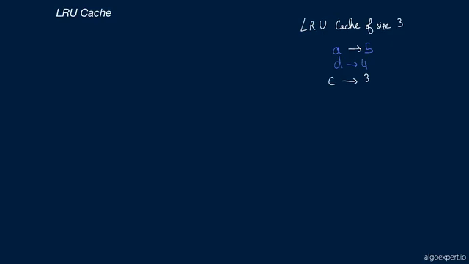Imagine we had our LRU cache from the very beginning, where we had A pointing to 1, B pointing to 2, and C pointing to 3. And these are added in this order. So A1 was the first one, B2 was the second, and C3 was the third. A, B, and C are properties in a hash table. So I'll even write it here. I'll say this is a hash table.